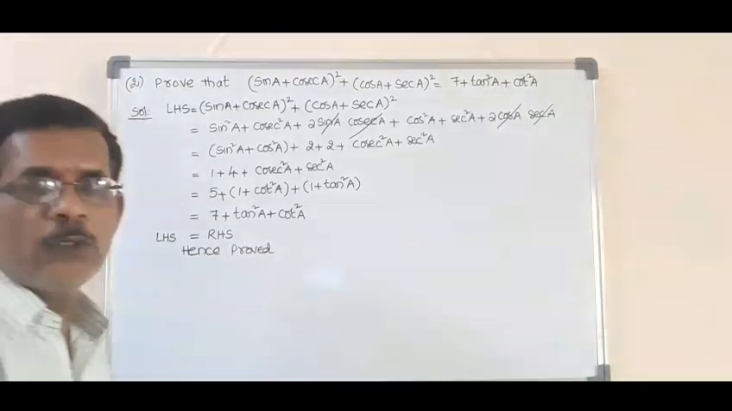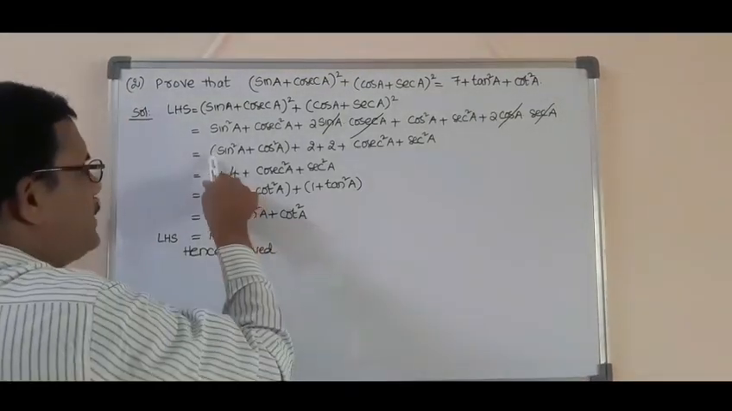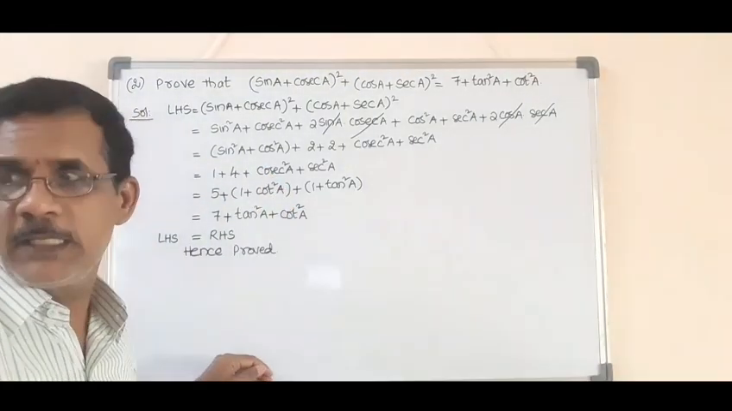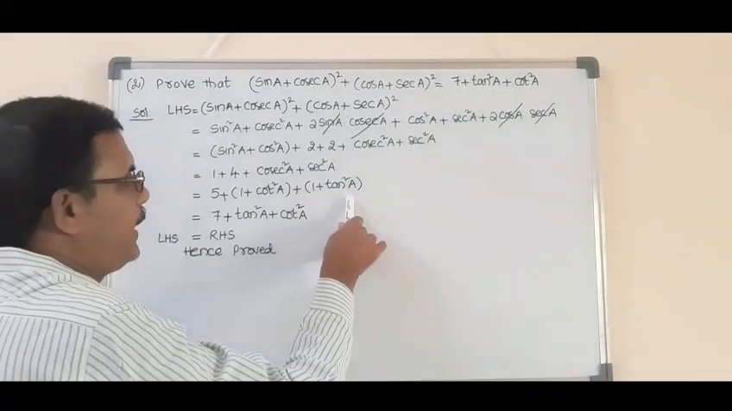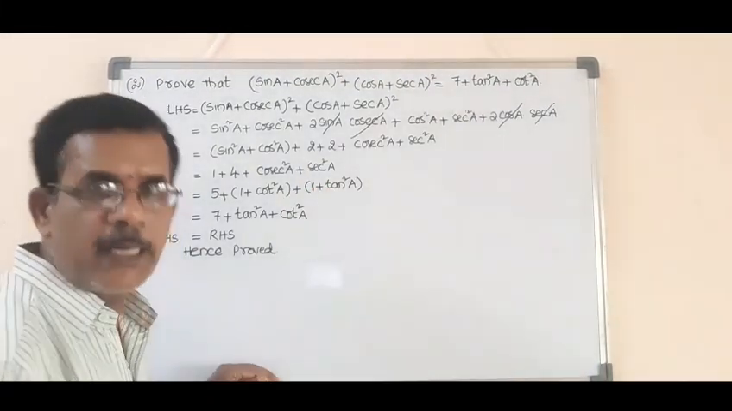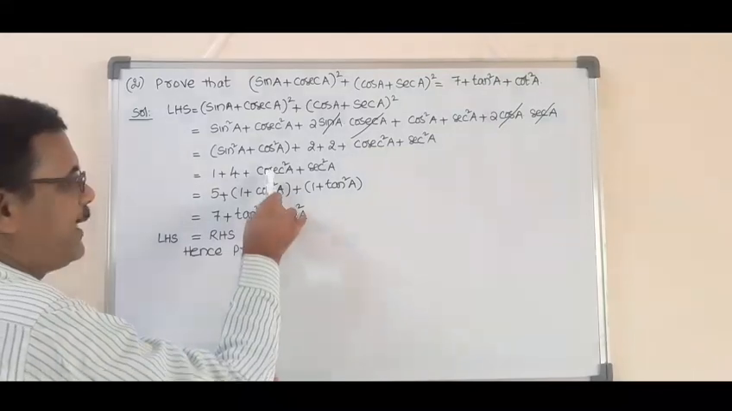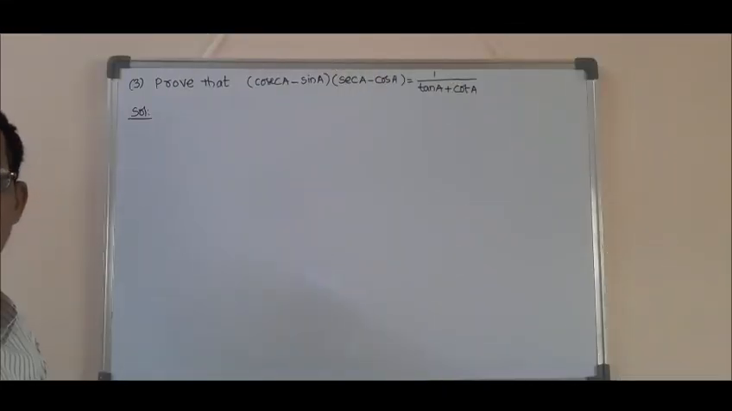In this one, we used all the three identities. Sin square A plus cos square A is equal to 1, that is the first identity. 1 plus tan square A is equal to secant square A, the second identity. 1 plus cot square A is equal to cosec square A, the third identity.